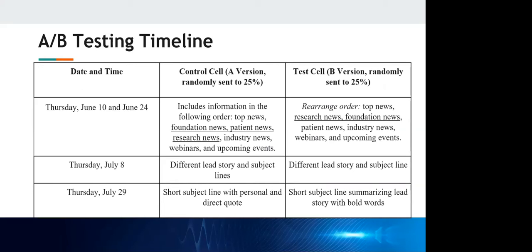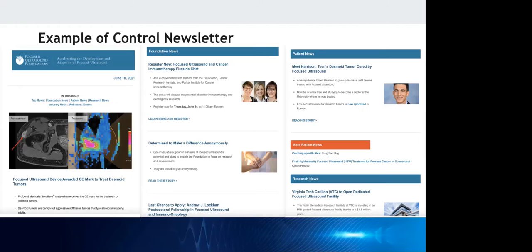On June 10th and 24th, the control cell followed the typical newsletter order with foundation news, patient news, research news, etc. And the test cell switched the order so that research news was directly after the lead story. On July 8th, we had different lead stories and subject lines, which we'll elaborate more on in a little. And on July 29th, we had different subject lines.